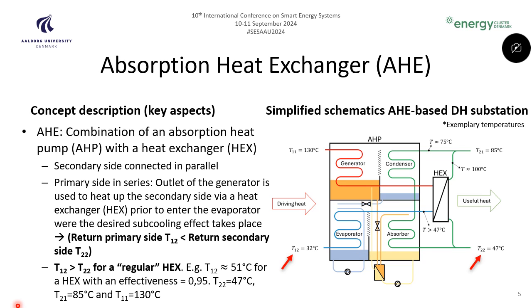This is the effect that we are seeking, the subcooling effect, where we achieve a temperature reduction at the primary side of the return line below the temperature of the return line of the secondary side. Notice that in the regular heat exchanger, this temperature would be above 47 degrees, specifically 51 degrees for an effectiveness of 95%.